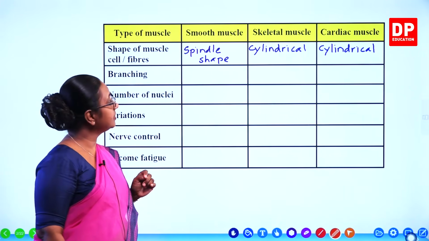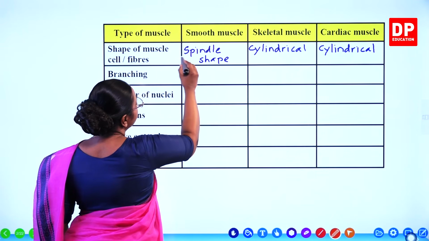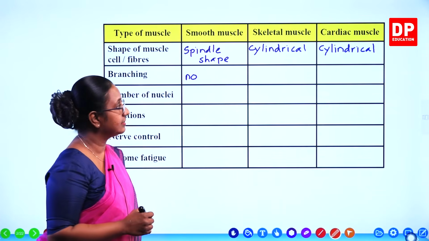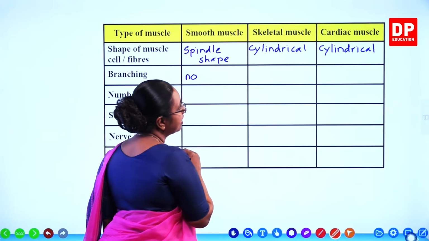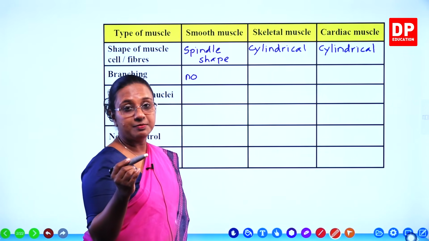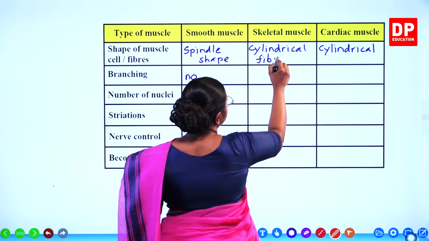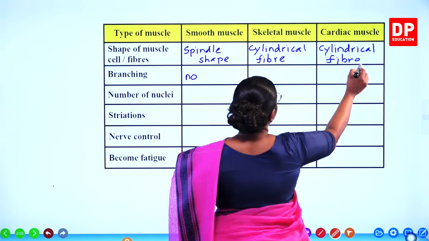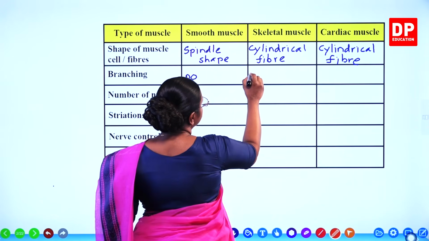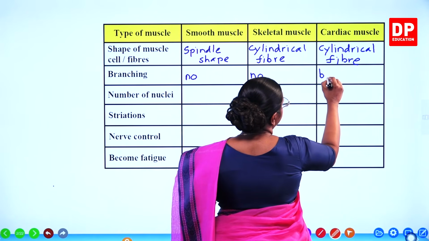And the next one is branching. There is no branching in smooth muscle because they are cells. But the skeletal muscle and the cardiac muscles are cylindrical fibers. So here I will include that word as well. Cylindrical fiber, here also cylindrical fiber. But in skeletal muscle, there is no branching. Here there is branching.